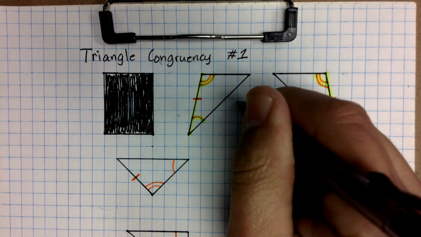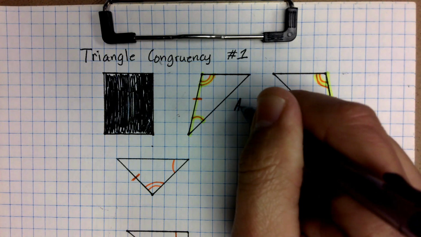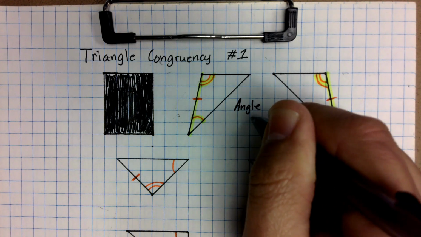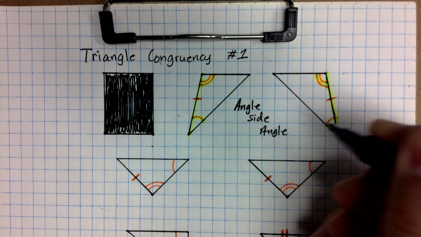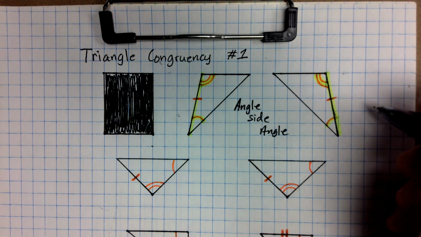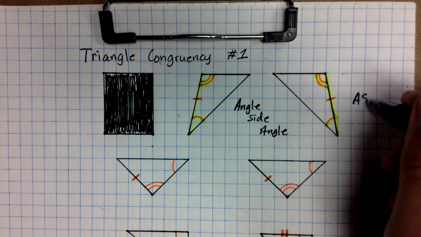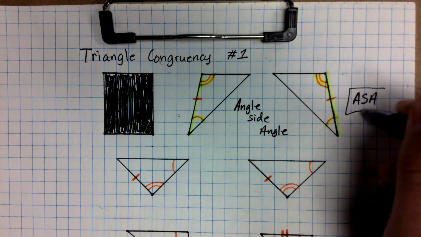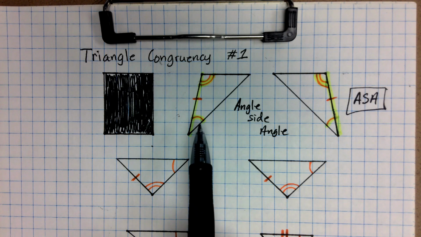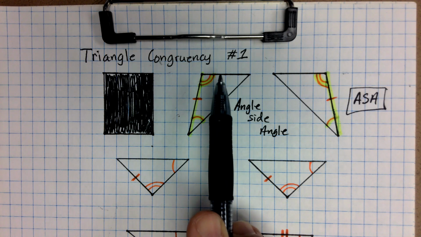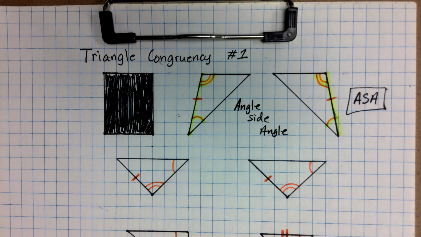So we would say that this is angle, side, angle congruency. And for short, we would just write ASA. So these two triangles are congruent because they have two angles that are the same and a side. And we have an angle, side, and angle. Now let's look at this next one below.